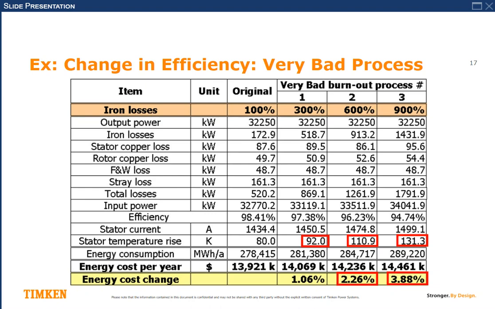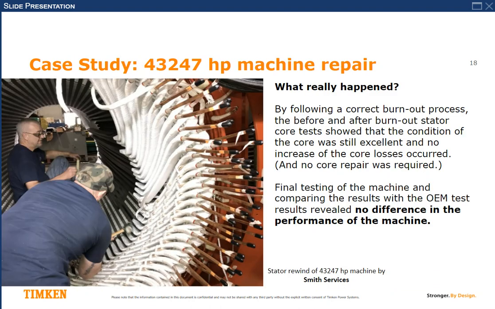So what really happened with this big machine, this 43,000 horsepower machine? Obviously, we followed the correct burnout process and we did monitor the core losses before and after the burnout. We did look at the stator copper losses. We made sure that we put the correct insulation back. This is not an old machine. It's only 10 years old. So there was no significant opportunity to use better insulation because it was already good insulation, since it's not that old. So we could maintain the losses.